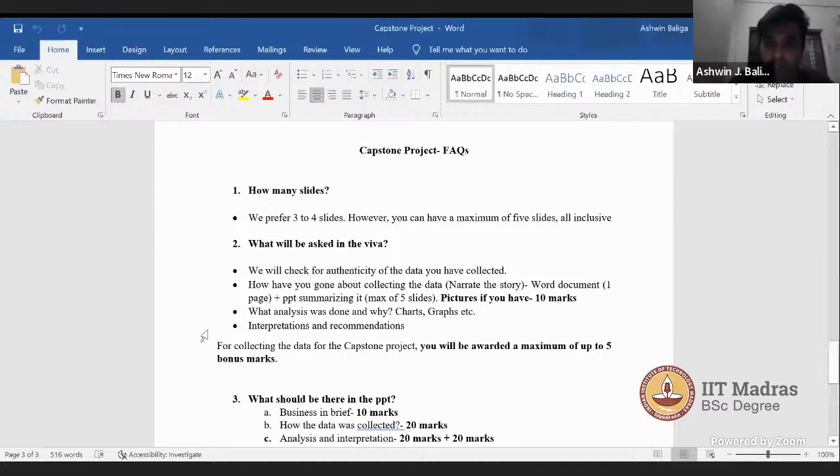Okay. And then what will be asked in the Viva? So we'll be checking for the authenticity of the data that you have collected. You definitely cannot show all your raw data in the presentation, so you will have a separate Excel sheet that you'll be maintaining, which you will show to the examiner when he asks for it.